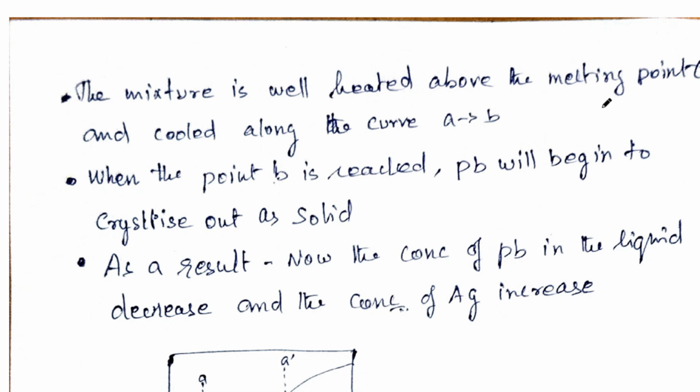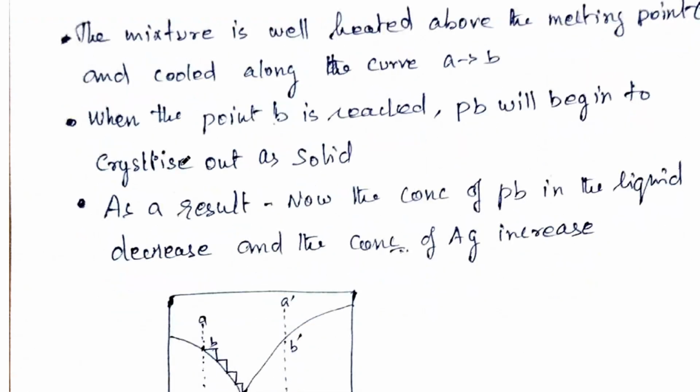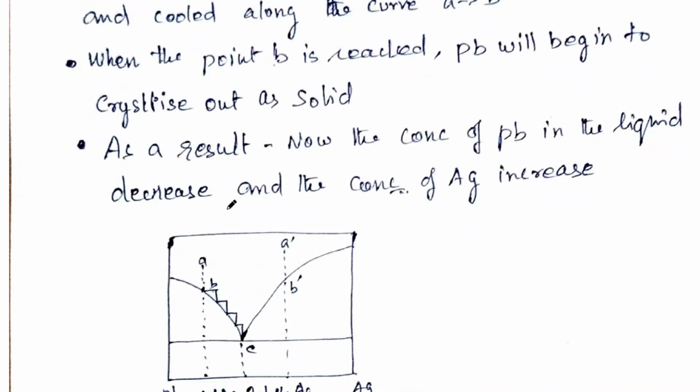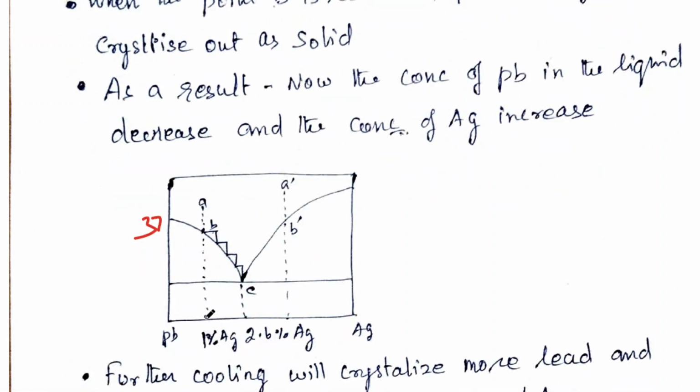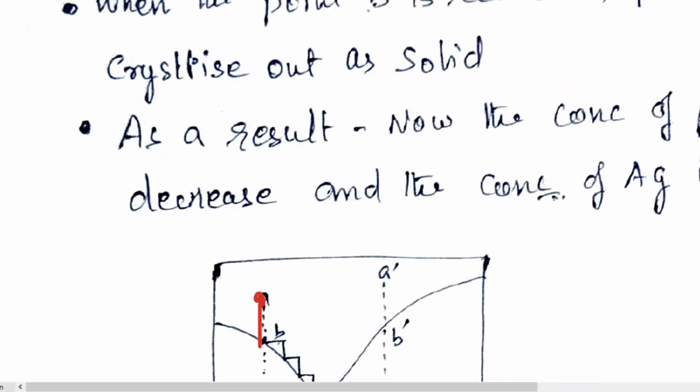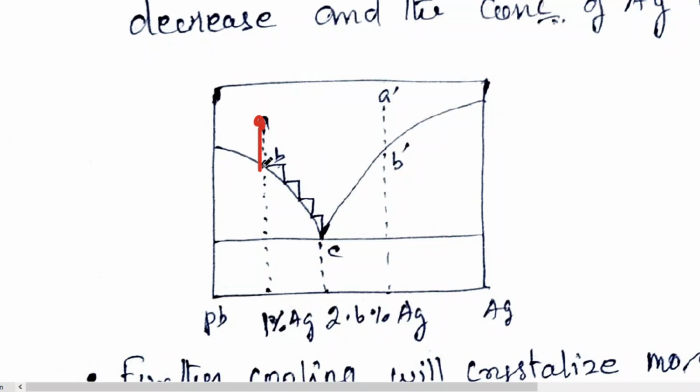I am heating this mixture above 371 degrees Celsius. What will happen? It will make a liquid melt. Now let us consider this point. This is 371. I am heating, and this is the composition where silver is 1% and lead is 99%. This is point A. From this point I am cooling the mixture until it reaches point B. What will happen at this point?